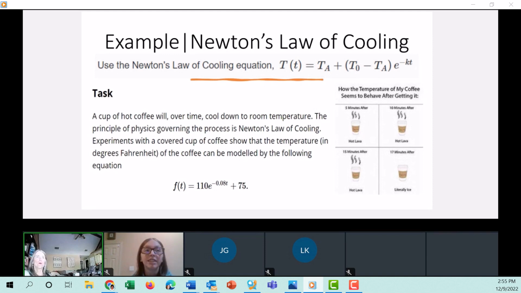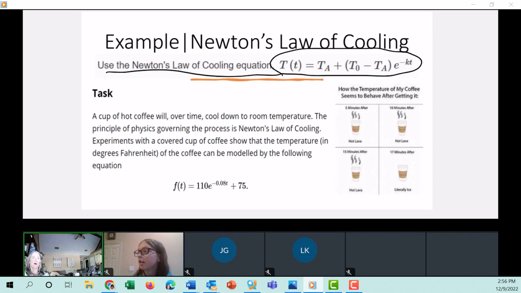All right, Newton's law of cooling, here's the formula. I have an exit ticket, so I'm trying to make sure that we don't run out of time. We have a cup of hot coffee and it'll cool down over time to room temperature. The principle of physics governs this process. And experiments with a covered cup of coffee show that the temperature in degrees Fahrenheit can be modeled with this equation.